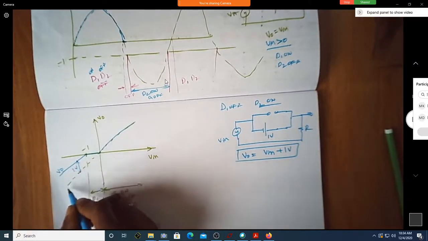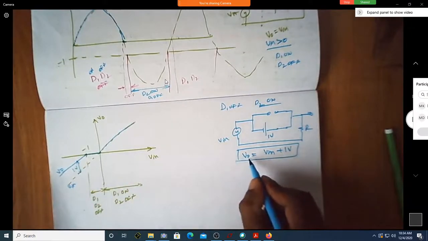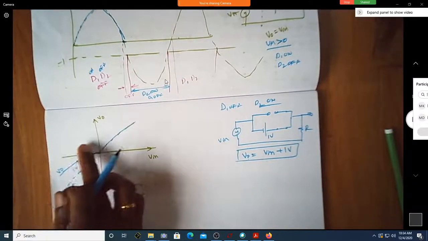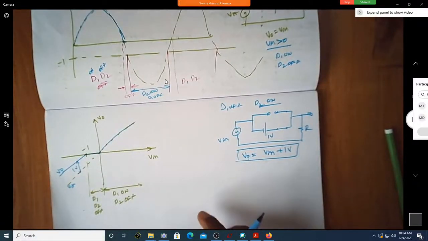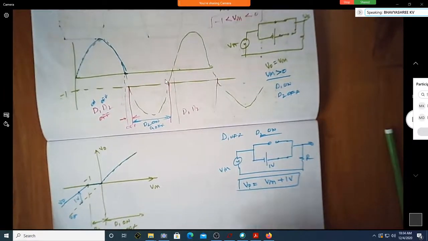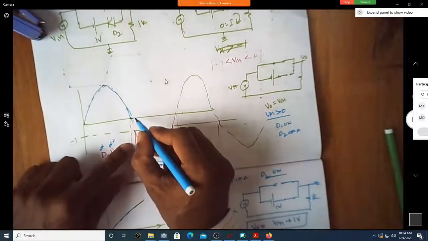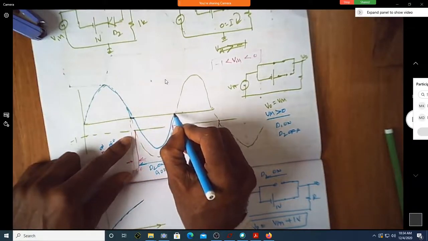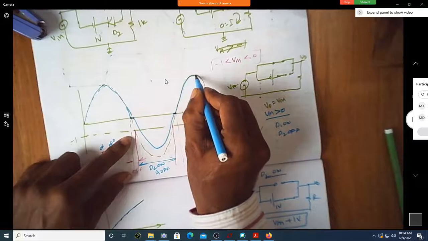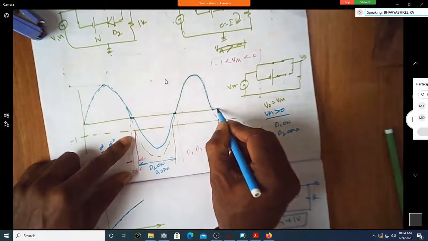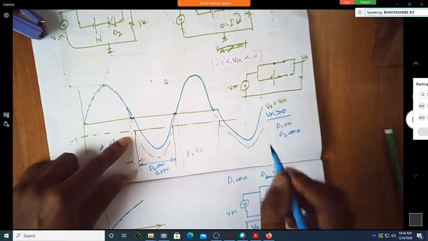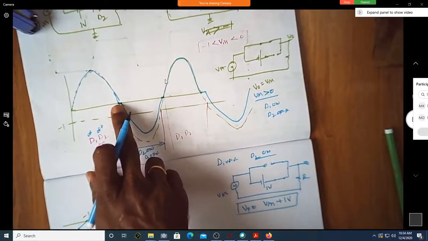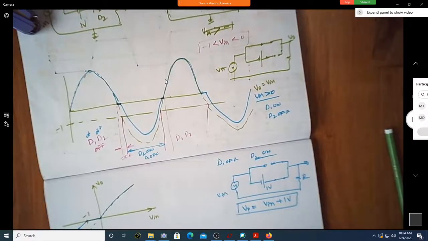So this is V naught, this is V in. So what is V naught? It is V in plus 1 volt. That will happen for voltages less than -1. Correct? Yes, sir. How does this look? It will look like this. Of course, this goes like this. Can you see there is an output voltage of 0 between 0 and -1? It will be flat.